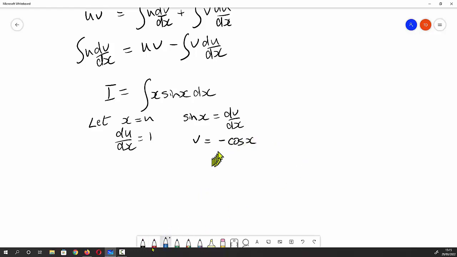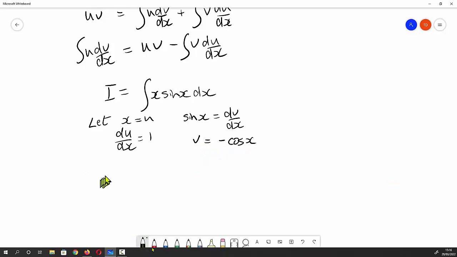Now, as always, if you've done an integration, do a differentiation just as a sanity check. So dv dx, if you differentiate cos, you get minus sine. So if you differentiate minus cos, you get sine. So that's going to be minus sine x, which is obviously the sine x that we've got there. So v is equal to minus cos x.